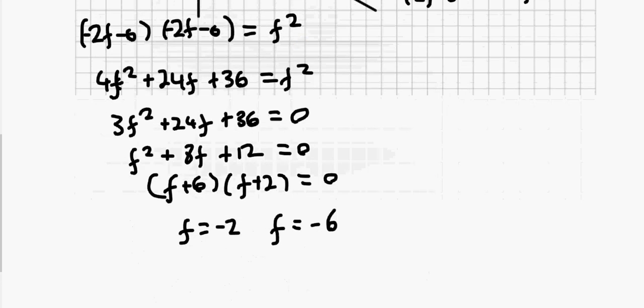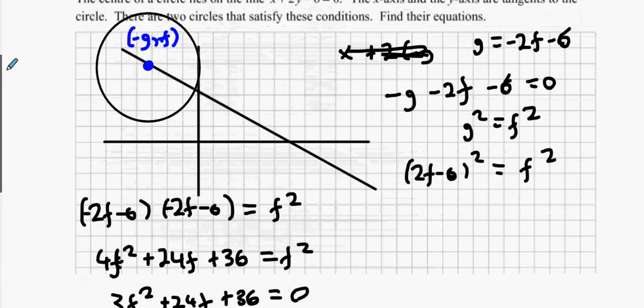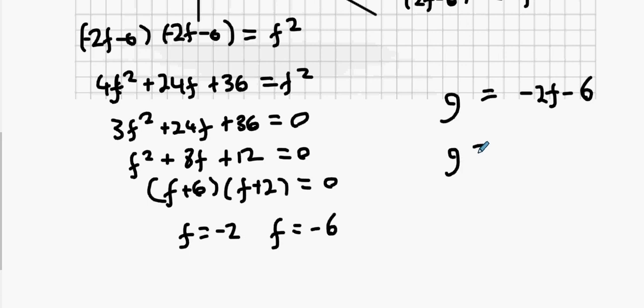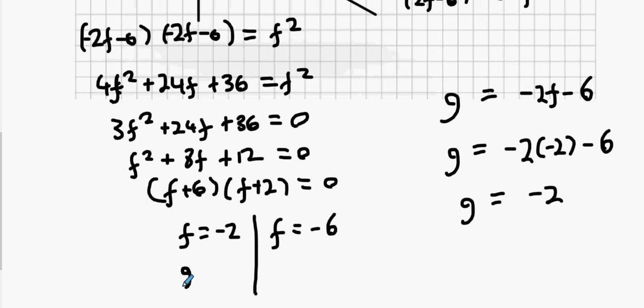Now, here's what we're going to do. We're next going to go back up and say, g equals minus 2f minus 6. No bother. So the g value is going to be minus 2 times minus 2 minus 6, so this g value is going to be minus 2. So when the f value is minus 2, the g value is also minus 2. And then this time we're going to try minus 6. When the f value is minus 6, the g value is going to be plus 6.